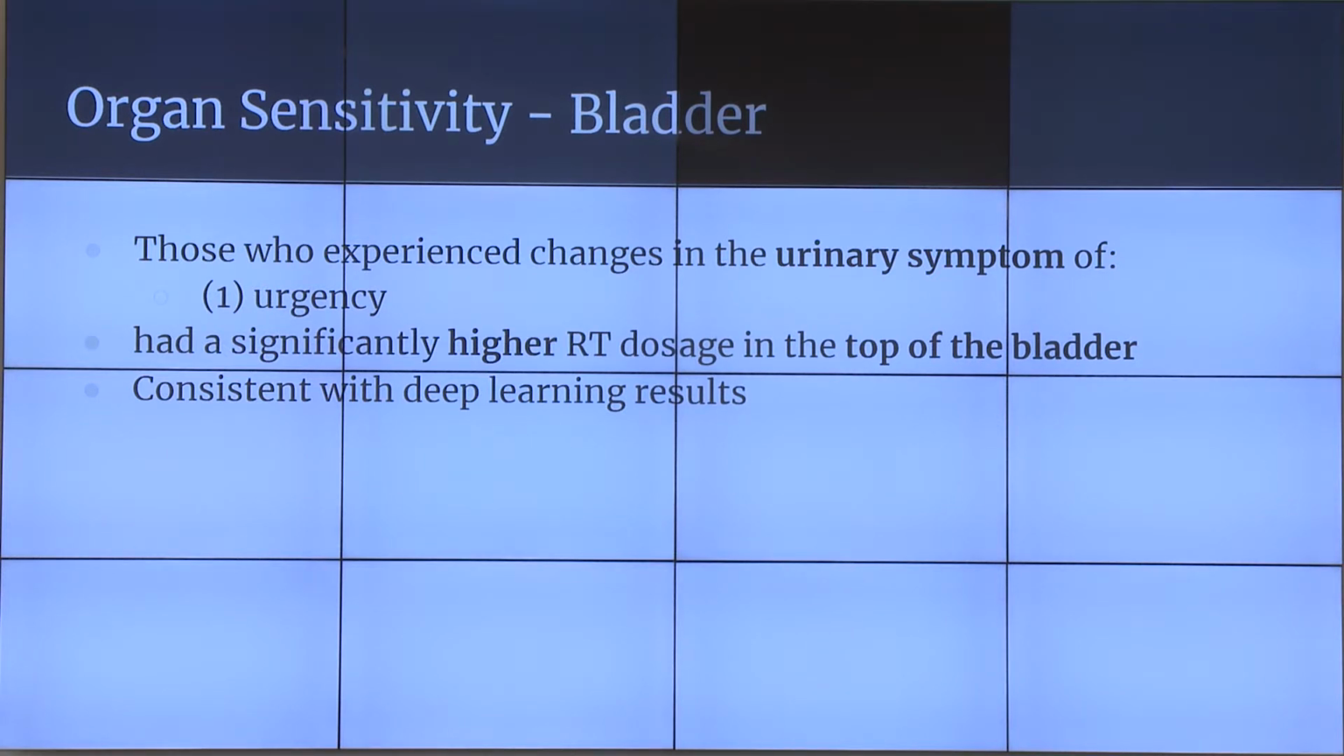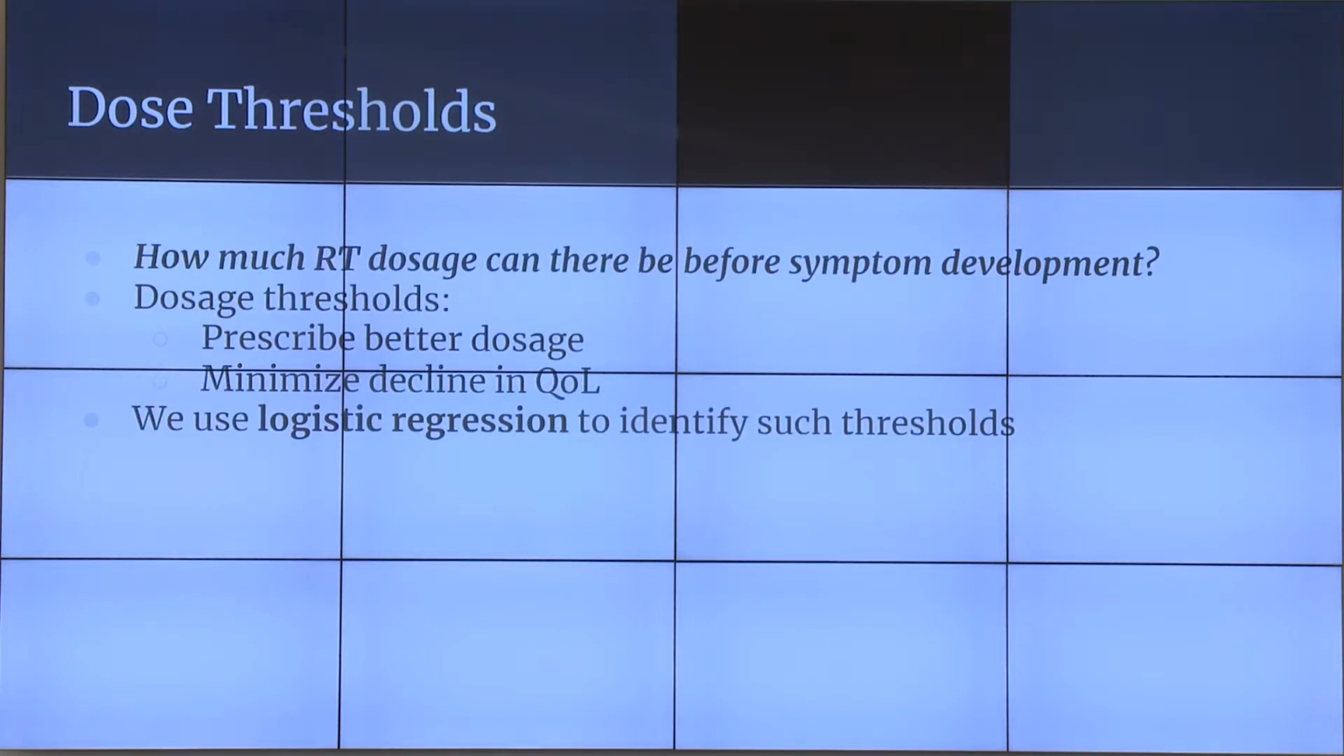And we think that we didn't have as many significant results because it is very much consistent with what we found in the deep learning. Because if there is basically no relationship between the radiation dosage and quality of life, then that would explain why we didn't get as many significant results. However, now our team wanted to ask, how high does radiation have to be before symptoms start manifesting?